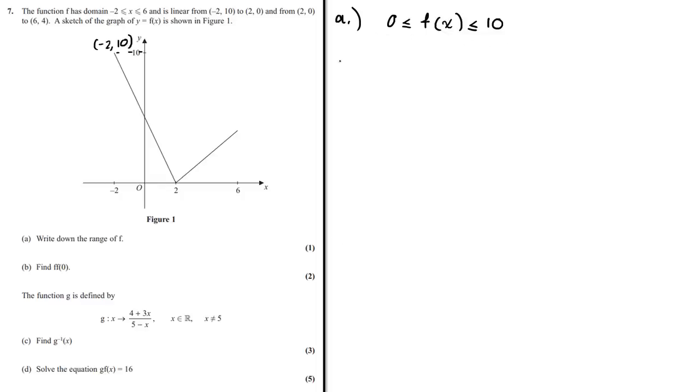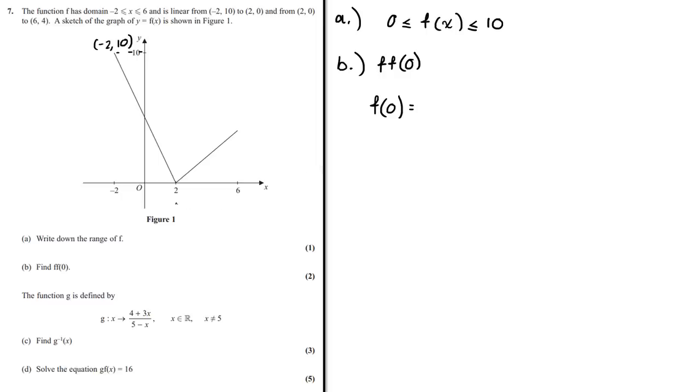Now with part B here, this part can cause issues. So this is a composite function of f of 0. Now we don't know specifically the function f of x. We just know this figure 1 here gives us a sketch of the graph of y equals f of x. So we need to use the graph here to find f of 0. And to do this, let's just consider f of 0 first. So what's f of 0?